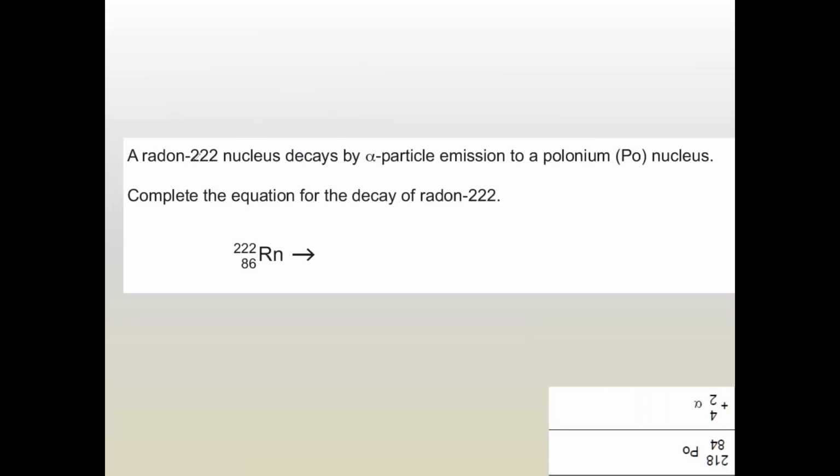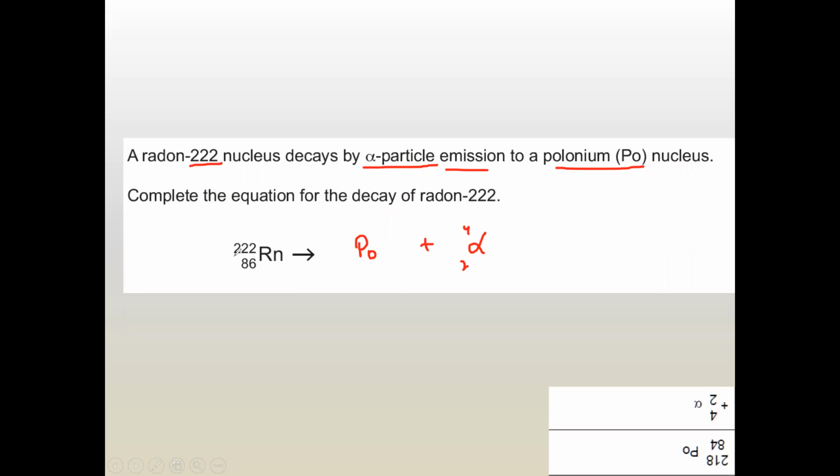So as they mentioned here, a radon 222 nucleus decays by emitting out an alpha particle and turns into polonium. Complete the equation. So radon converts into polonium. This is the symbol for polonium, Po. And there's an alpha particle. So this is the symbol for alpha particle, 4 and 2 you can write, or you can write He. Both ways are correct. You can write He 4 2, or you can write the symbol for alpha and then write 4 and 2.